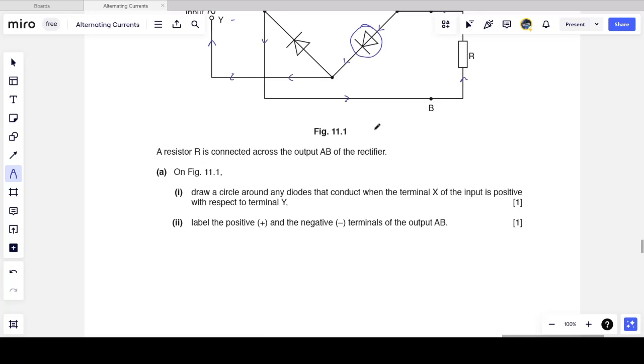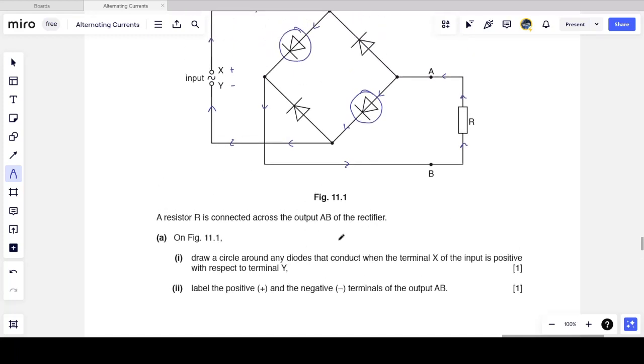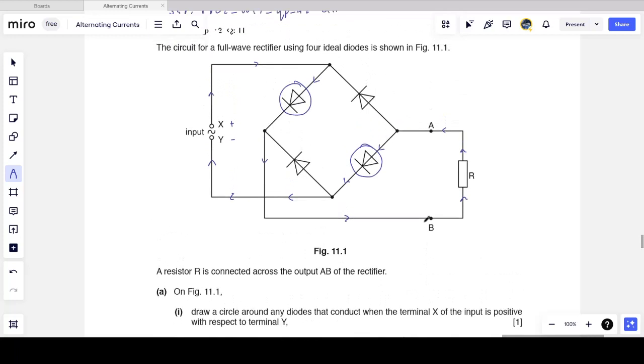We're then told to label the positive and the negative terminals of the output AB. Be careful, not of XY, but the positive and negative terminals of the output AB. Now it turns out that if Y becomes positive and X becomes negative, the current will still flow in the same direction across R. Hence we are turning AC to DC. And the current flows from positive to negative.